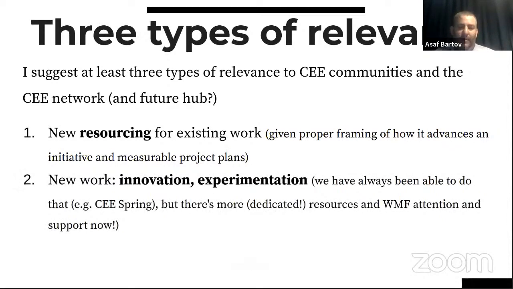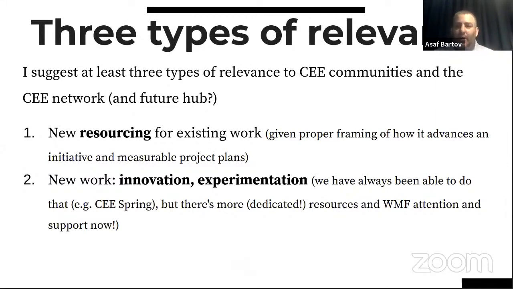Another kind of relevance here is for new work. And again, this new moment, this new attention, this new resourcing is making it easier to try innovating or experimenting with work that maybe you weren't doing until now. Now, we have always been able to experiment theoretically, right? And in practice, the CEE community, for example, has innovated in a number of ways. The ethnographical photo expeditions, CEE Spring, right? These are innovative programs that have come out of CEE. Wiki Loves Earth.